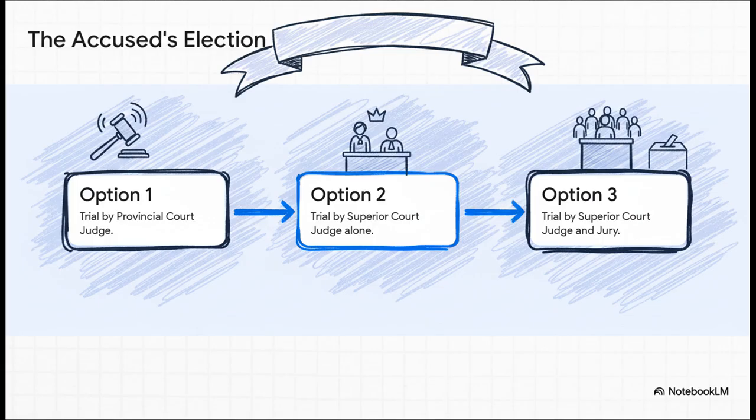So, what about all the other indictable offenses that fall in that huge space in between? Well, for those, the accused gets to make a decision that could change their life. It's called their election, and they get to pick one of three options: trial by a provincial court judge, trial by a superior court judge alone, or a trial by a superior court judge and a jury.